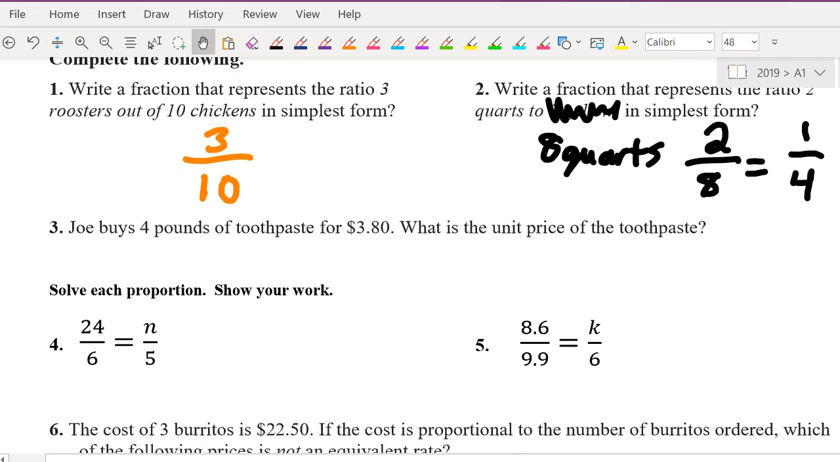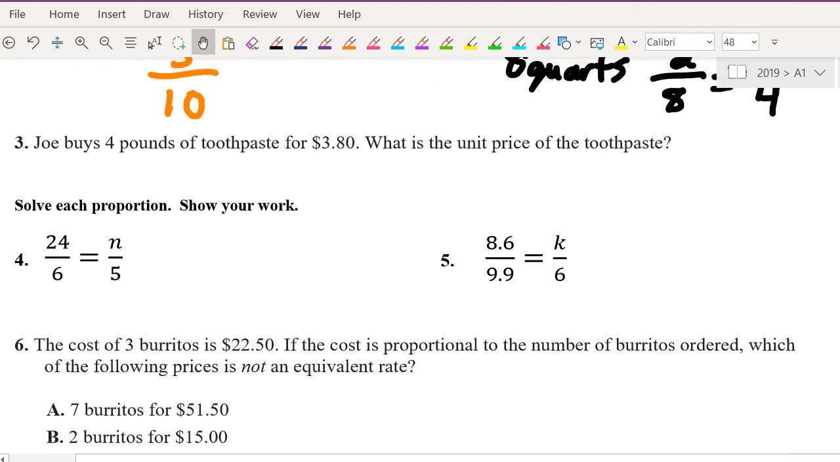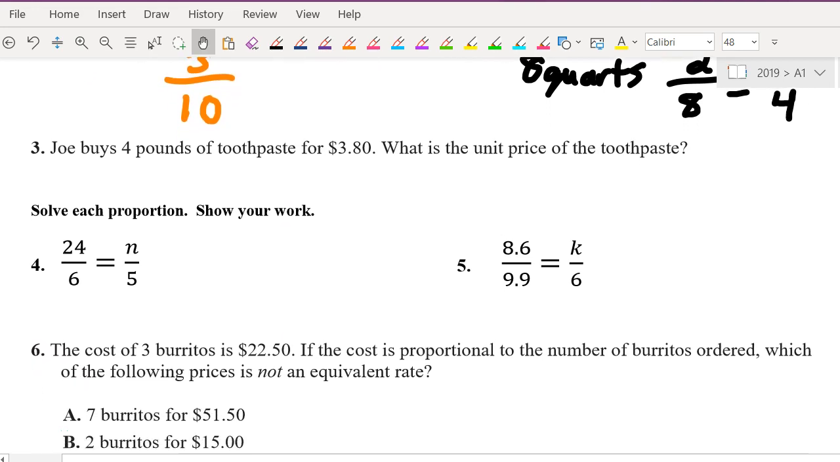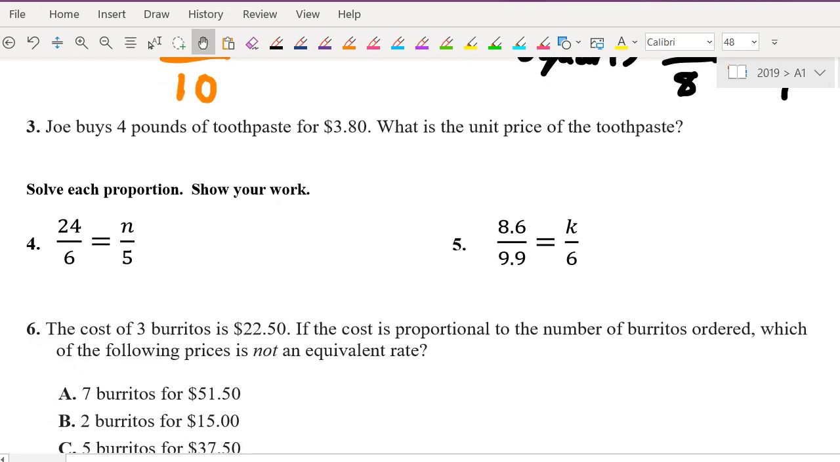Joe buys 4 pounds of toothpaste. Why does Joe buy 4 pounds of toothpaste? Who's Joe? Because he needed to get his cavities fixed. He must have had really bad cavities. That doesn't make any sense. What is he, eating the toothpaste? I don't know. Okay.